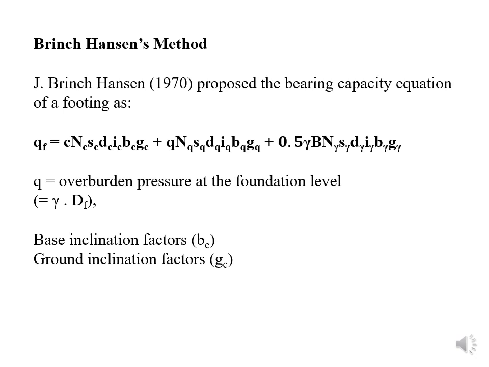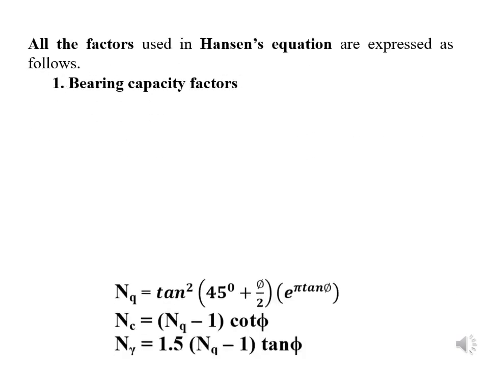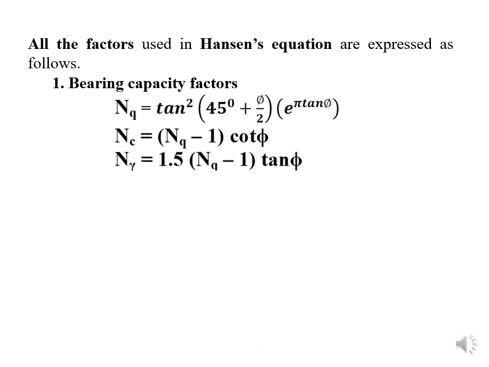Q is the overburden pressure at foundation level. It is just like Terzaghi. Q is equal to gamma D. Here Q is equal to gamma Df. Df is nothing but depth of foundation. So the bearing capacity factor, Hansen has also given some formula to calculate the bearing capacity factors.